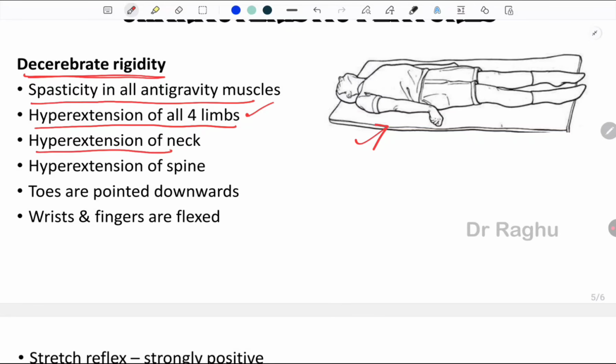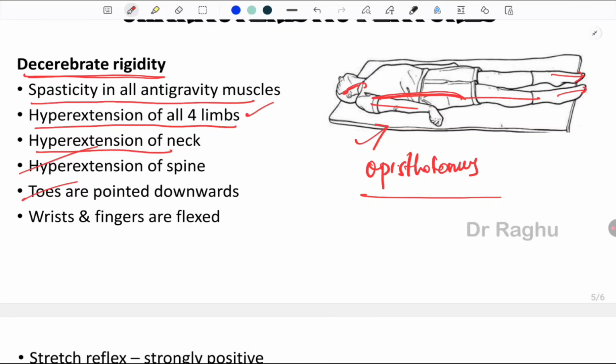The neck is hyperextended. Here you can see the neck is hyperextended. The upper limb and the lower limb muscles are also hyperextended. The spine is also hyperextended, and that is what is called opisthotonus. So there is hyperextension of the spine. What is happening to the toes? The toes are pointed downwards. That is, they are plantar flexed, pointing downwards, while just the wrists and the fingers are flexed. This is the characteristic posture we see in what is called decerebrate rigidity.